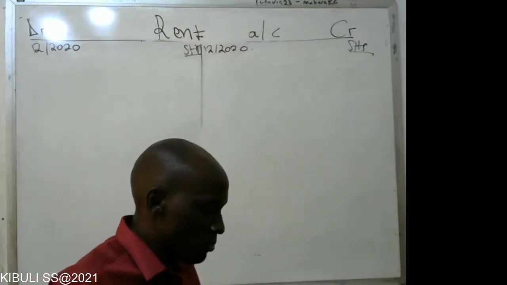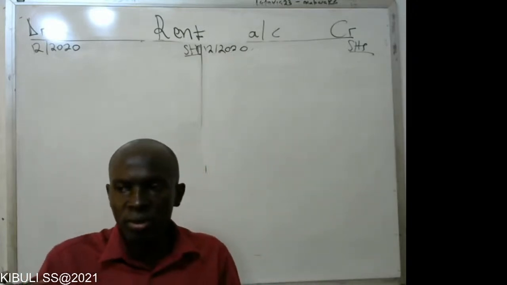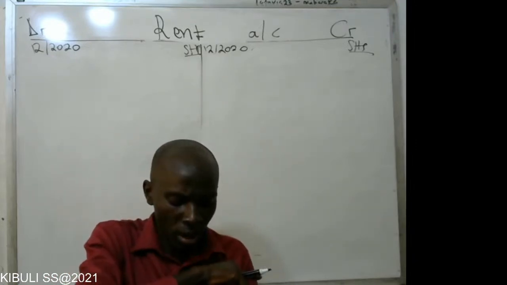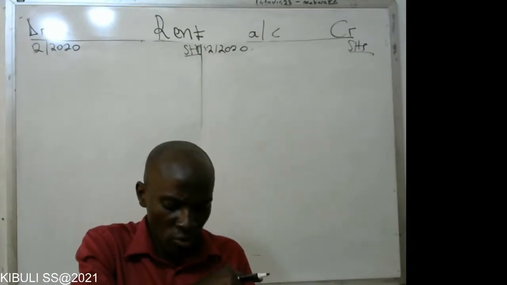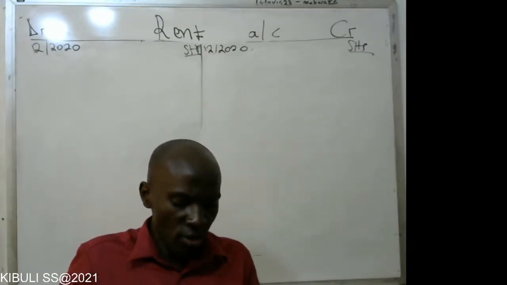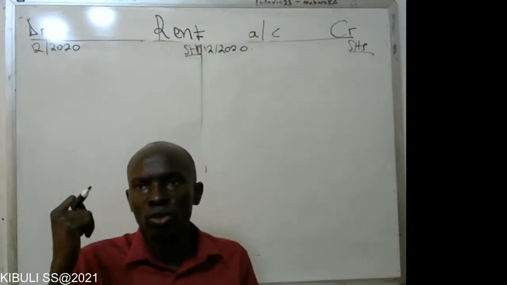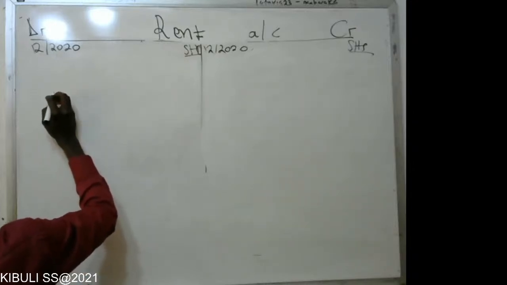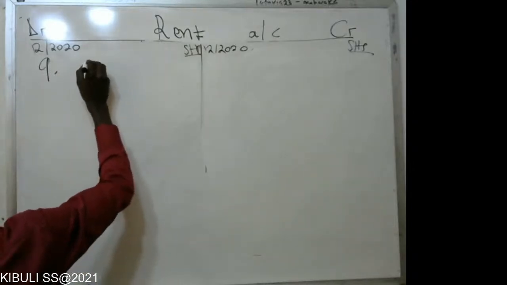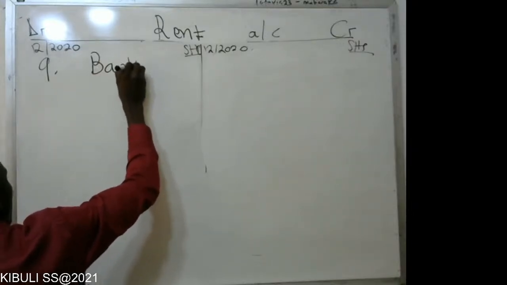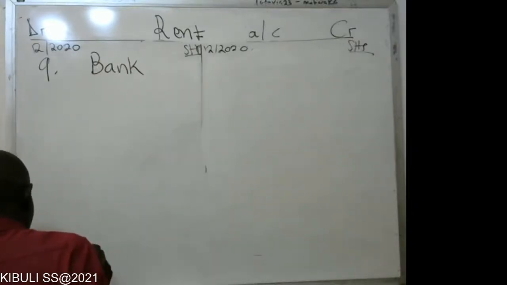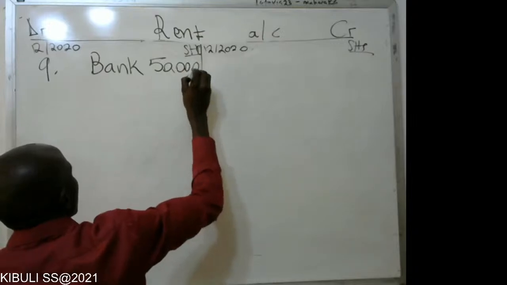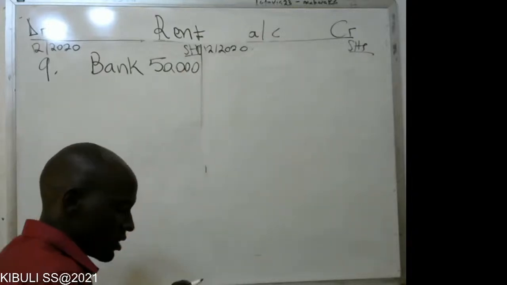The rent on 9th, paid rent for the business by check. In the cash book, cash lost, but through the bank, because it was by check, so the bank column lost. So when you come to the rent account, it is going to gain. So you come on the debit side, which is the gaining side, and say 9th rent gained from bank because it was by check. How much was our rent? The rent was worth 50,000 shillings.